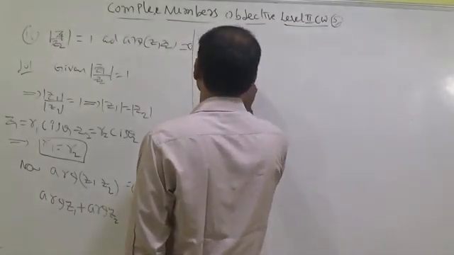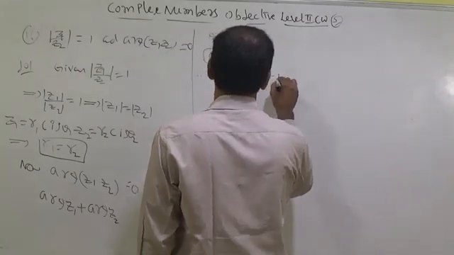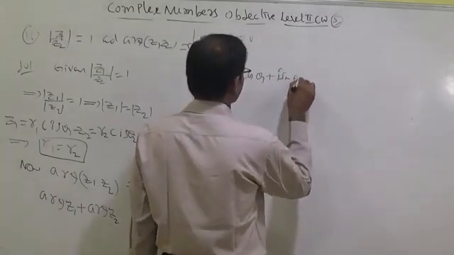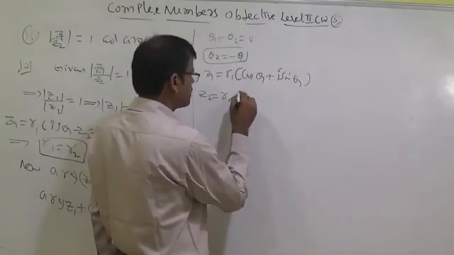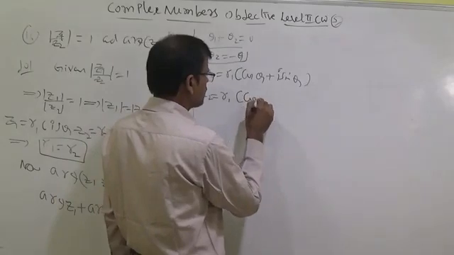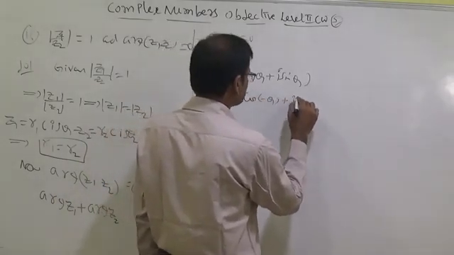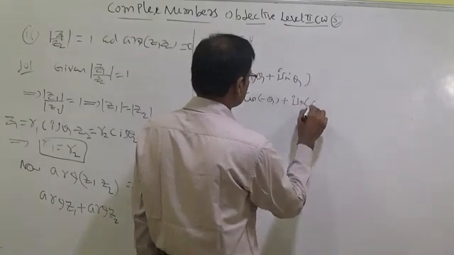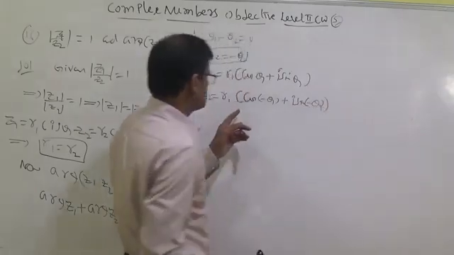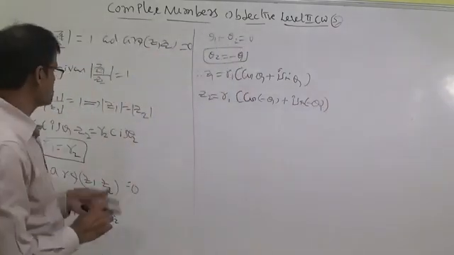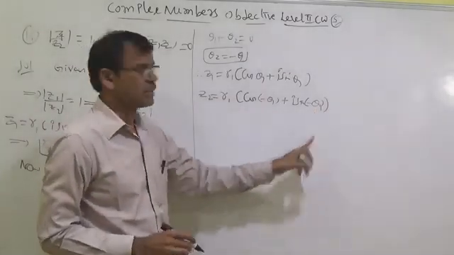Therefore, Z1 you can write as R1 into cos theta 1 plus i sin theta 1. And Z2 you can write as R1 into cos of minus theta 1 plus i sin of minus theta 1. This is the primary step, because Z2 is equal to R2 into cos theta 2 plus i sin theta 2. Whenever theta 2 is equal to minus theta 1, you can write like this.